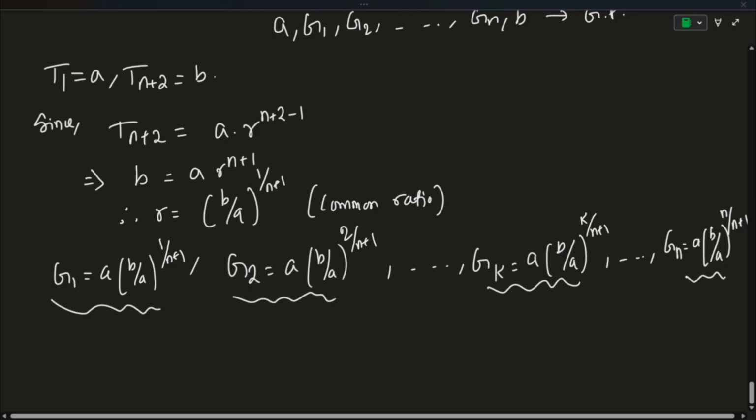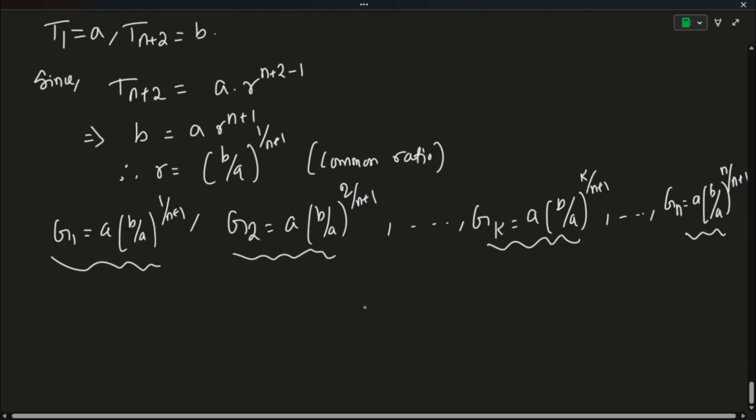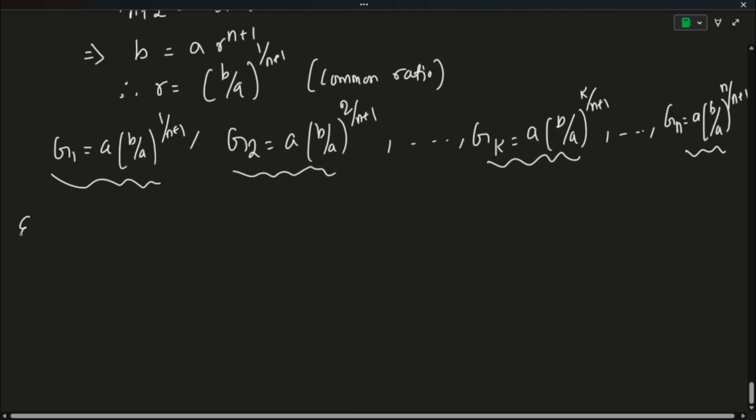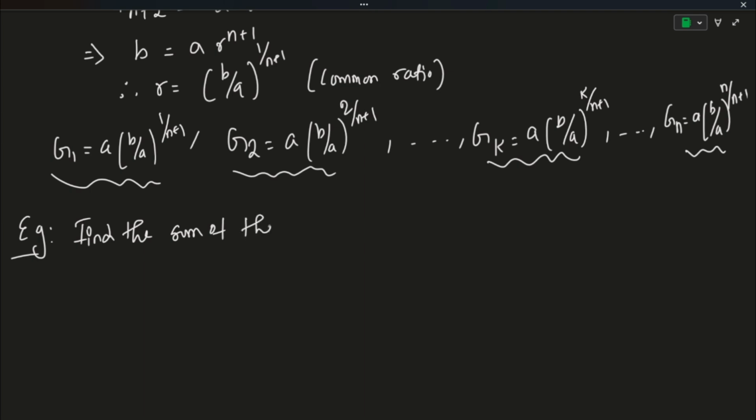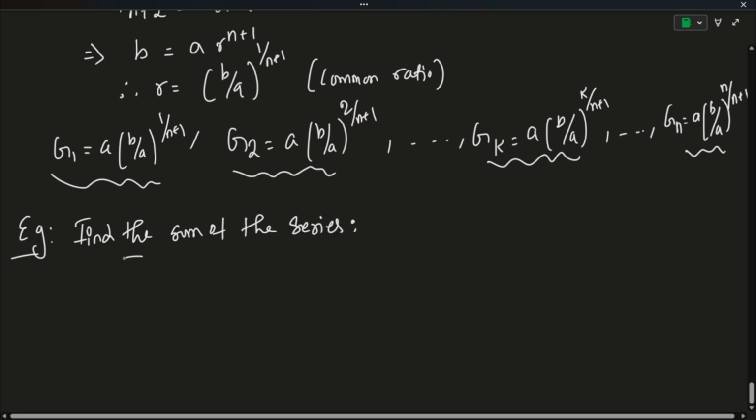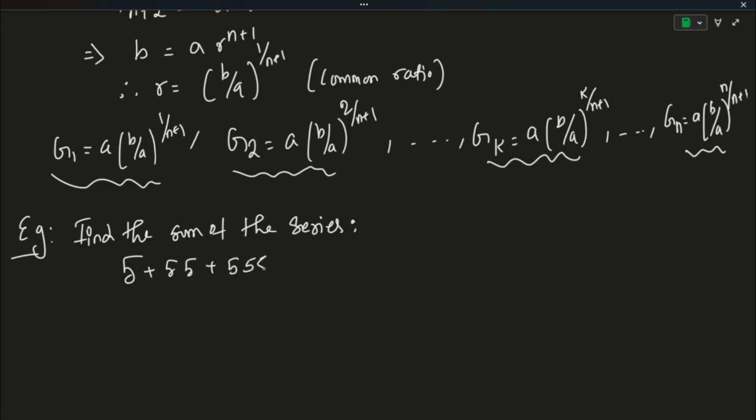So we'll do one problem again regarding the sum of a GP to make sure that we understand. And this again is a very common pattern, and the rest of the questions will be provided to you as well. So find the sum of the series. Find the sum of the series 5 plus 55 plus 555 and all the way up to n terms. You have to find this.